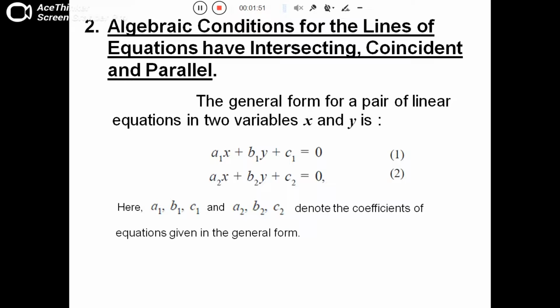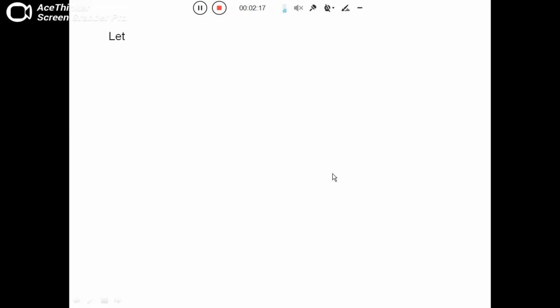Okay children, now the concept is based on these coefficients. So how to recognize when the lines will be intersecting, which depends on these coefficients, when the line is coincident, and when the line is parallel. So let us see what are those conditions based on which you can recognize.